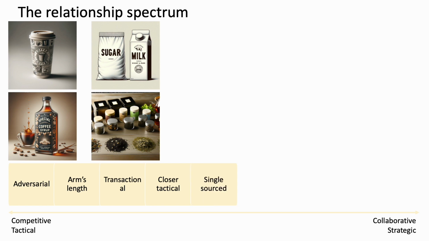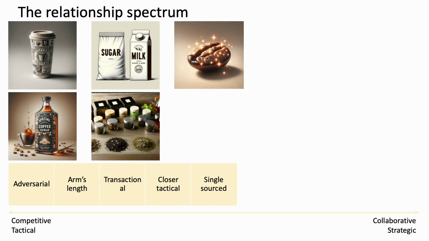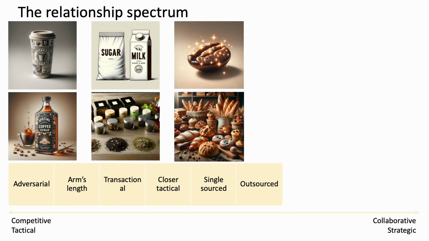Single source relationships. Suppose we decide to exclusively buy a specific type of gourmet coffee bean from one supplier because of its unique quality. We rely on this supplier for these beans, aiming for benefits like quality consistency or bulk purchasing discounts. Trust is important here, as we depend on them heavily for this product. Outsourced relationships. Consider if we decide to outsource our bakery items instead of making them in-house. We'd look for a supplier who can provide quality products at a lower cost, allowing us to focus on our core competency, making great coffee. This relationship aims to streamline our operations and reduce costs.